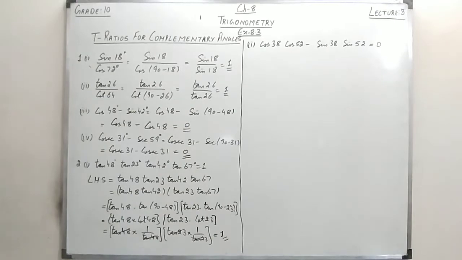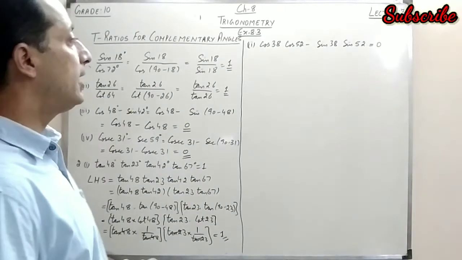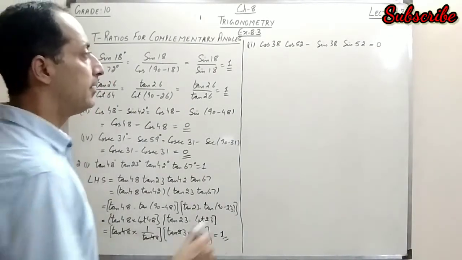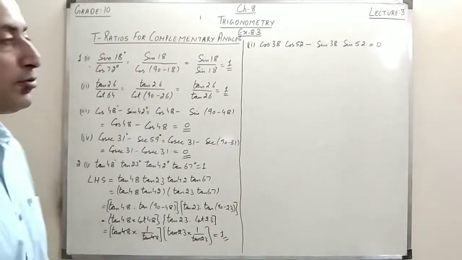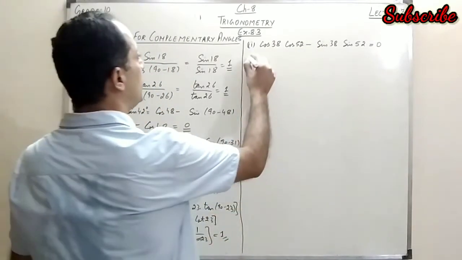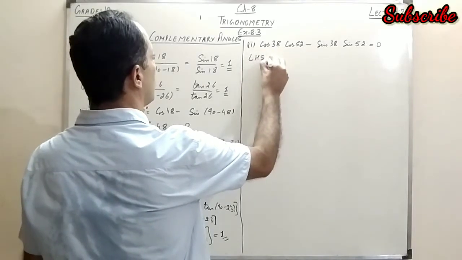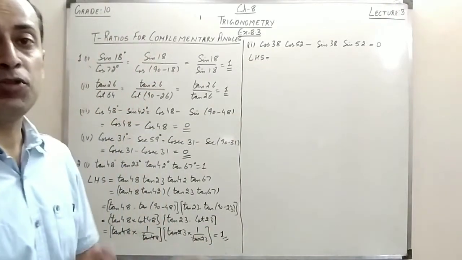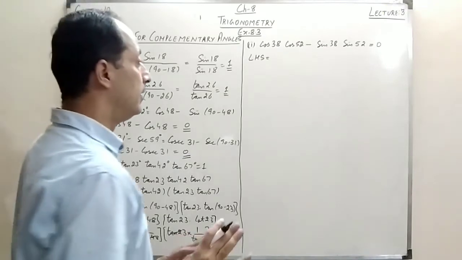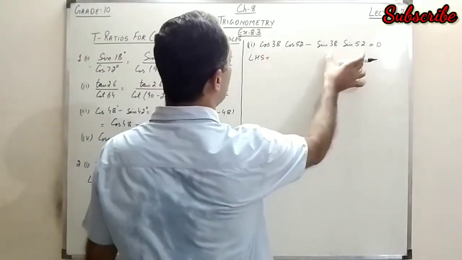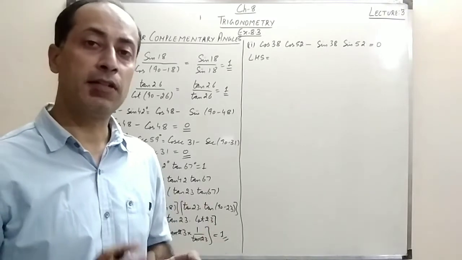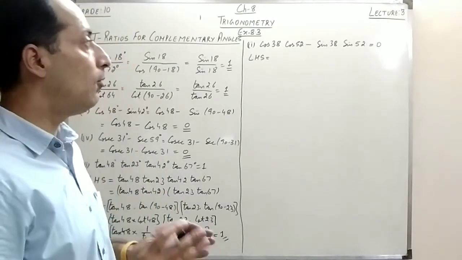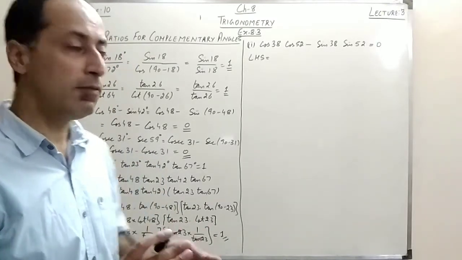Alright, the second part of this question is given as cos 38 into cos 52 minus sin 38 into sin 52 equals 0. Now, we have to prove that the answer is 0. The LHS should be 0. It means they should cancel out each other completely. It means these two things should become equal. Then only the answer will be 0. Right? So what we have to do, we have to make both the things equal.